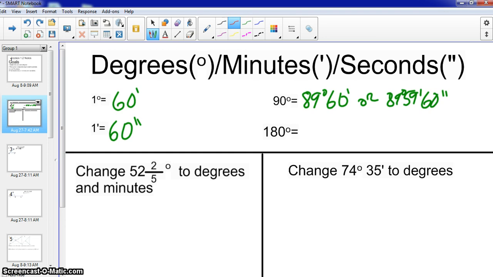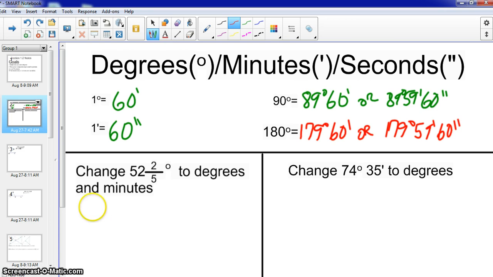The same thing could be done with 180 degrees. We have 179 degrees and 60 minutes. That still adds to the 180. Or break it down further by taking away a minute and adding the 60 seconds. We can convert between degrees and minutes, or just as degrees.